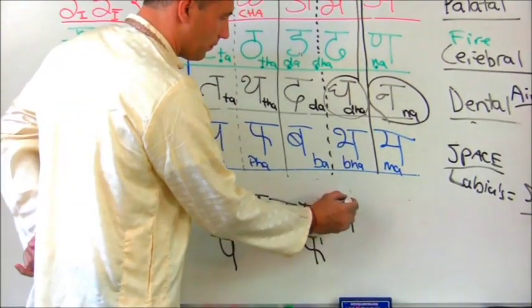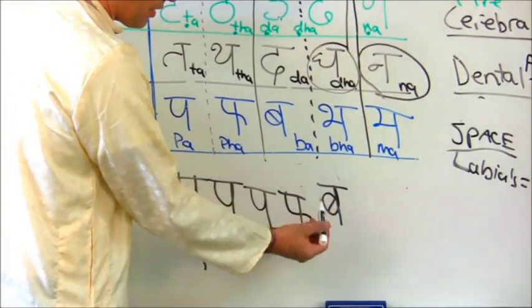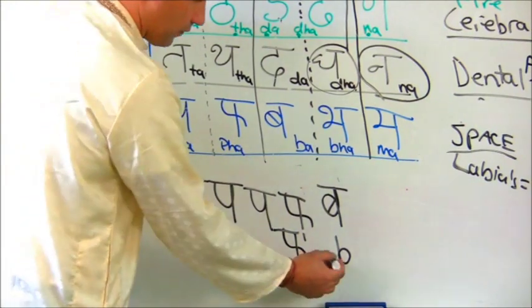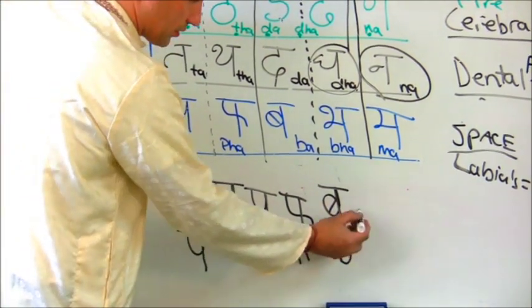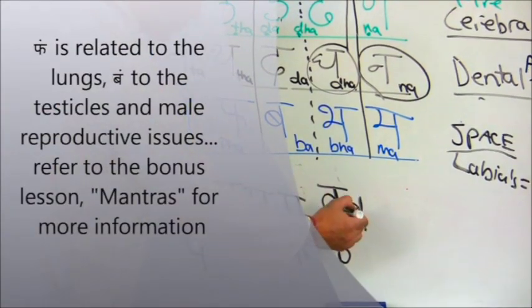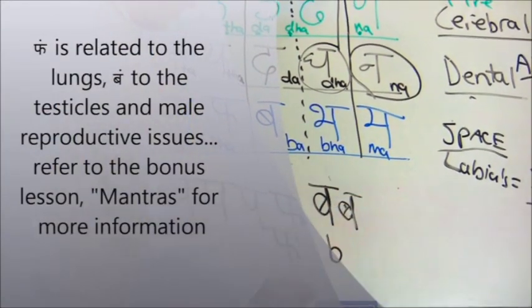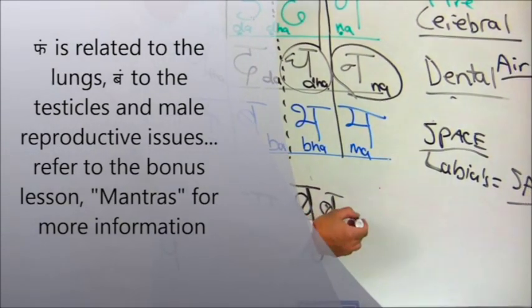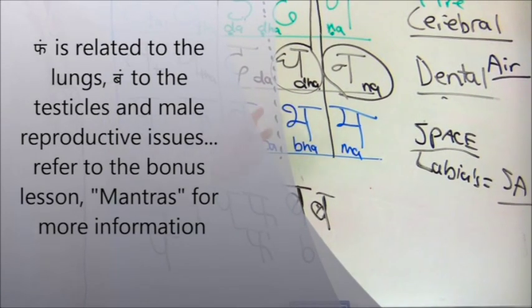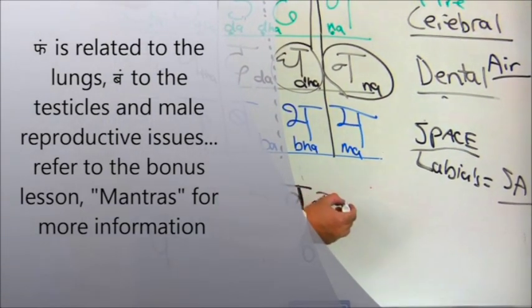Then Ba. Again, kind of like a backwards B. Like here's what our B looks like, right? If you flip that, it's kind of like this, a backwards B. Okay? And then Bha. Here is Bha.